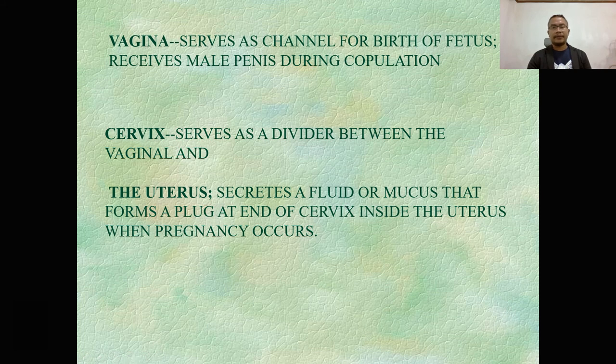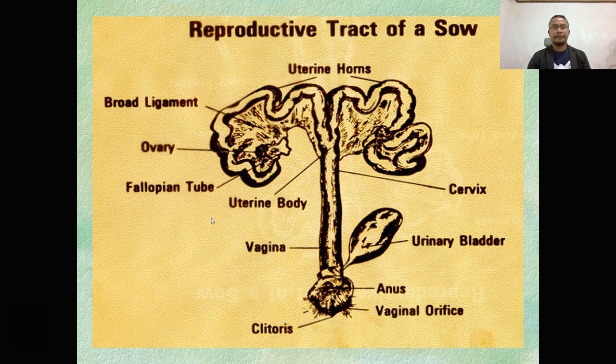Okay, the uterus secretes a fluid of mucus that forms a plug at the end of the cervix inside the uterus when pregnancy occurs. It is also the uterus that will take care of the development of the fetus inside during the pregnancy period. Okay, the reproductive tract of a cow, another illustration.